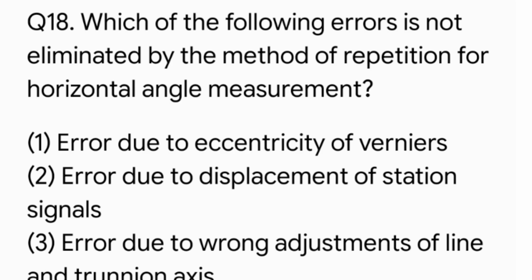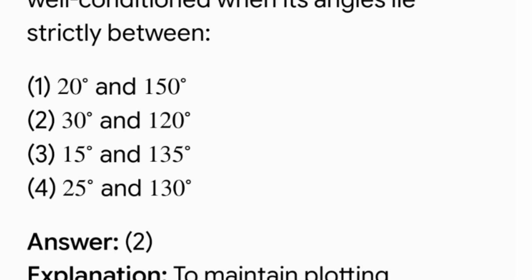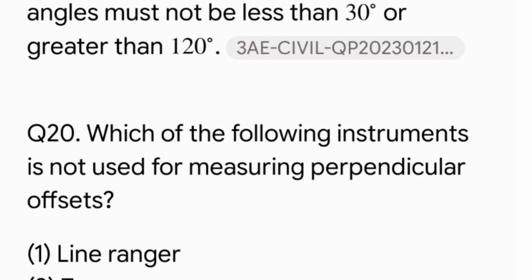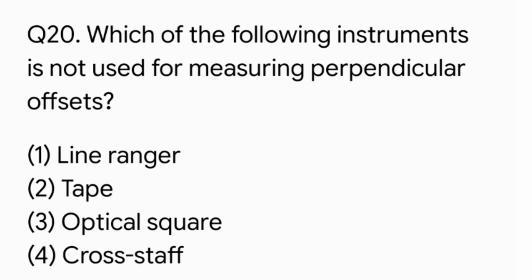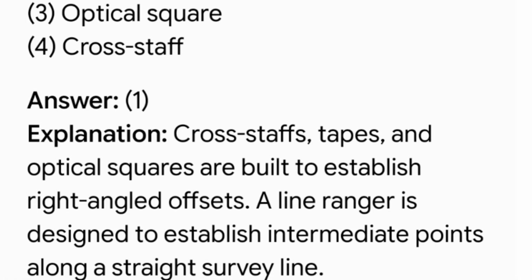Next question. Which of the following errors is not eliminated by the method of repetition for horizontal angle measurements? Correct answer: error due to displacement of station signals. Next question. A triangle is said to be well conditioned when its angles lie strictly between? Correct answer: option 2, 30 degrees and 120 degrees. Next question. Which of the following instruments is not used for measuring perpendicular offsets? Correct answer: line ranger.